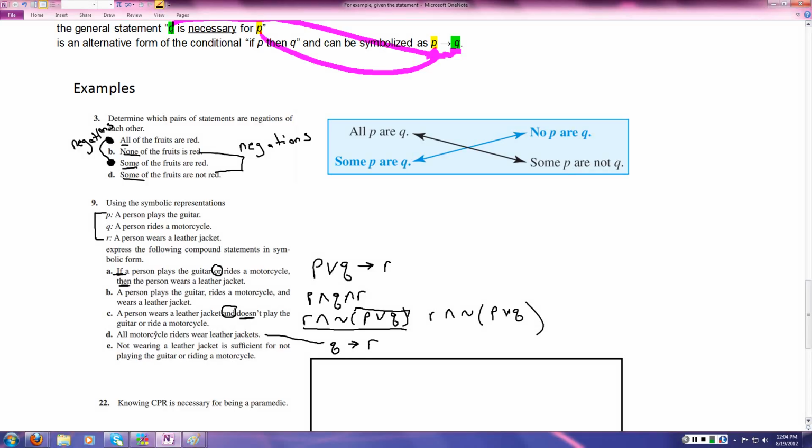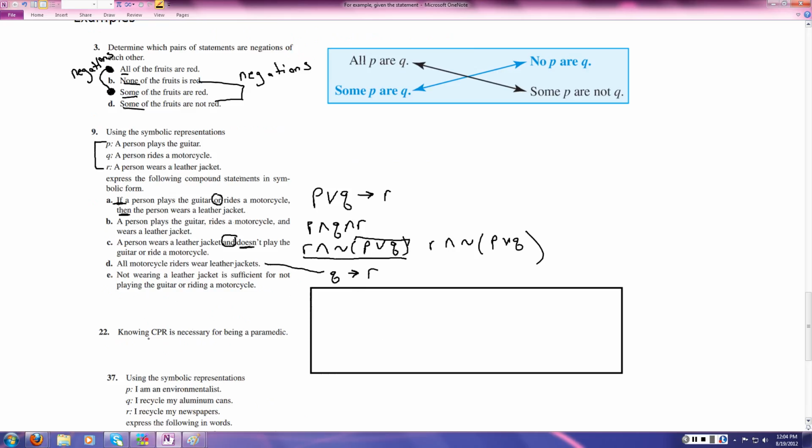So again, not all statements are in these nice, pretty if-then forms. They might be in something like an "all," and then you have to interpret the English side of it, to say what it's really saying, and then write it symbolically. The last one here is using "sufficient."